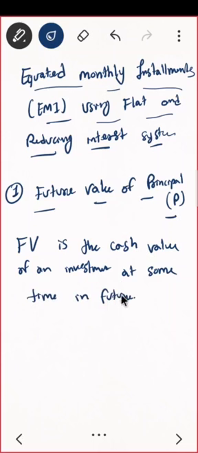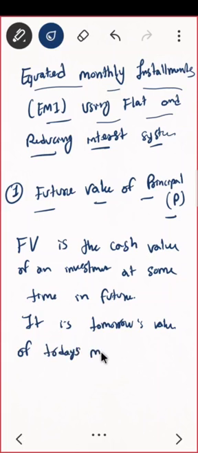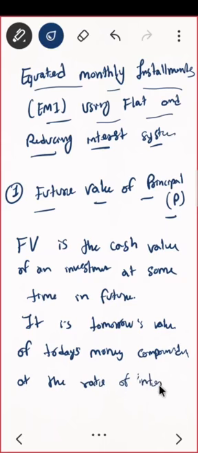Okay, actually it is called tomorrow's value of today's money. You say it is tomorrow's value of today's money, compounded at the rate of interest. Okay, so let us see what is the formula.